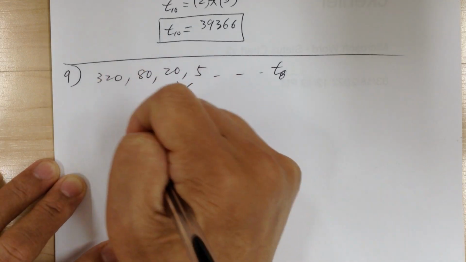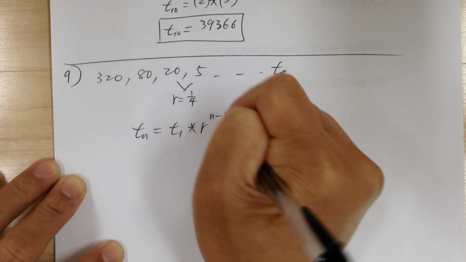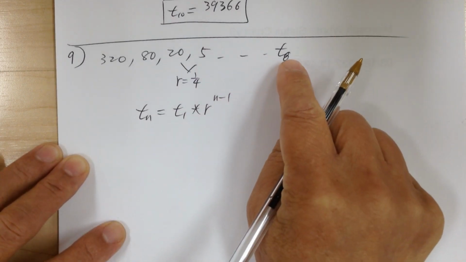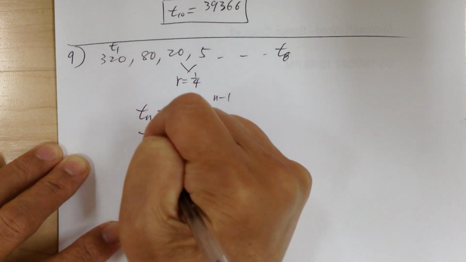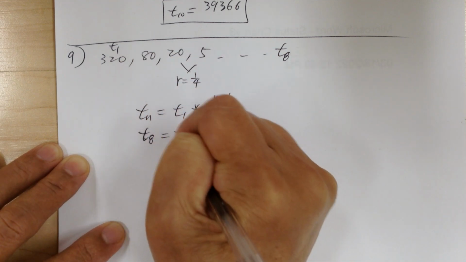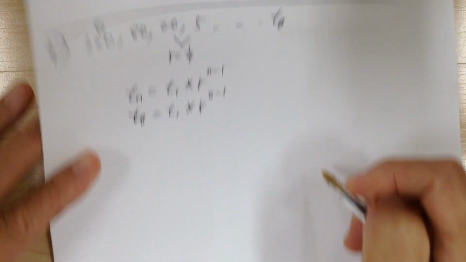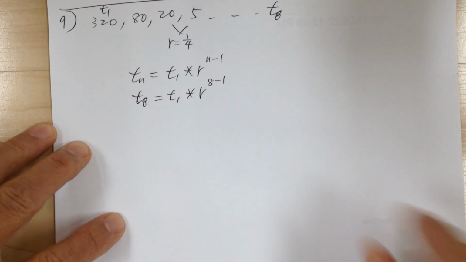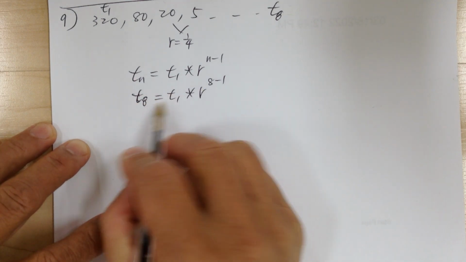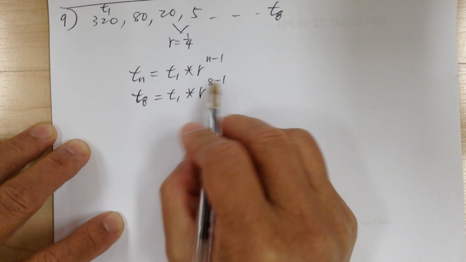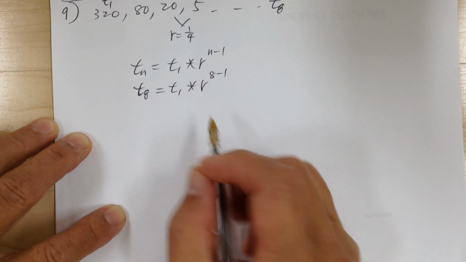Okay, so you can start with your general formula. T of n equal to T1 times R to the n minus 1. So this is your T1. Let's put the n's in first. So T of 8 equal to T1 times R to the 8 minus 1. Again, I'm doing small steps so it's less confusing. You got 8 and 1, so you have to use 8 and 1. These two numbers have to match exactly these two numbers, and they have to be in the same order.